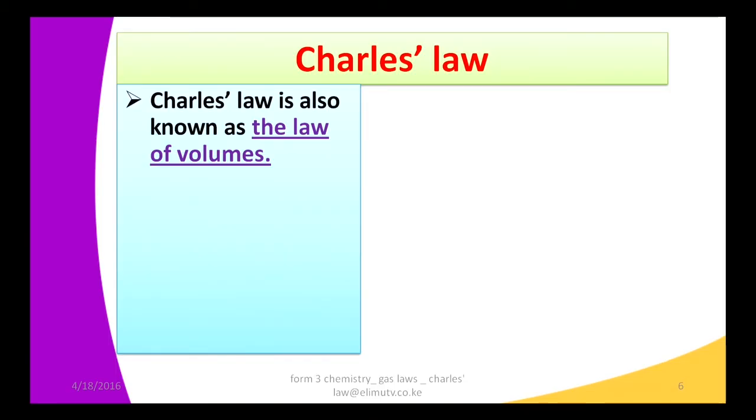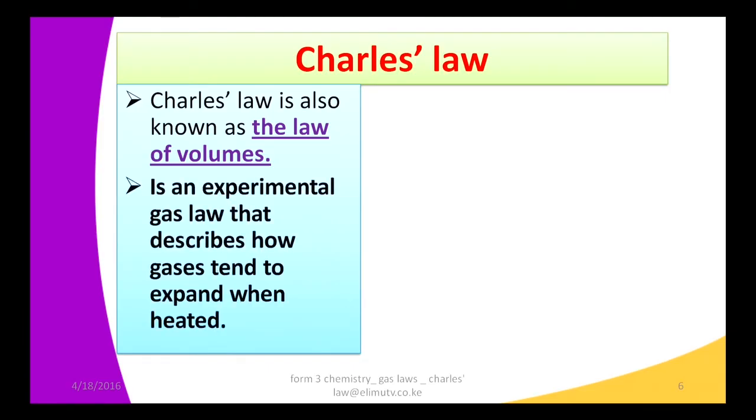Now, this is the law of volumes, and given that the law of volumes is an experimental gas law that describes how gases tend to expand when heated. You know, from states of matter, when you heat matter, matter expands. So when gases are heated, they also expand. And when they expand, what happens? Their volumes increase. And that's why we call this law the law of volumes.